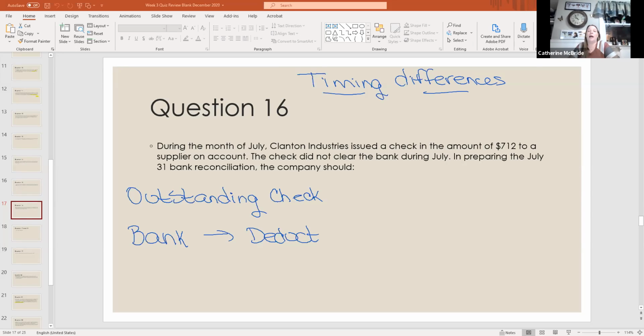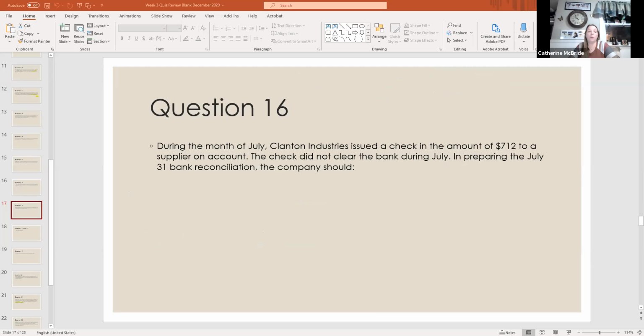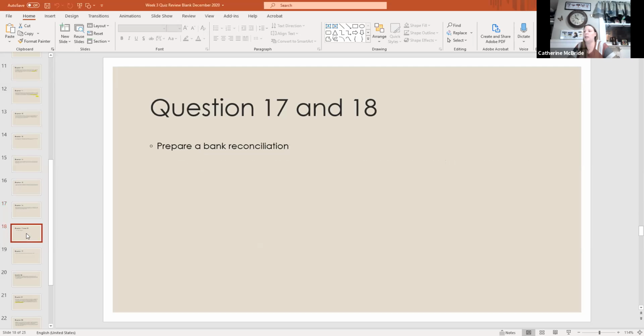And by the way, I know that most people don't do them at home anymore, but companies still do them. And you do have to prepare a bank reconciliation, but it's a pretty simple one. There's one in the homework.